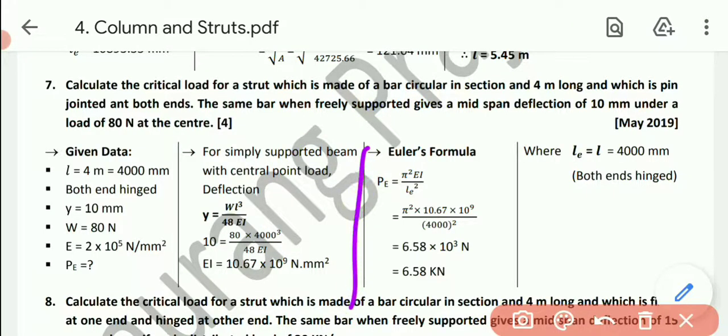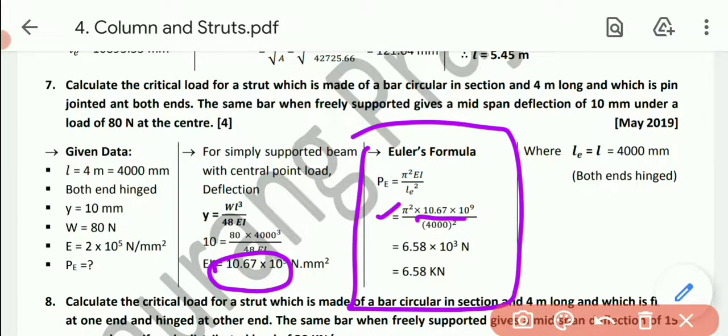Now I can apply Euler's formula. P equals pi square EI upon LE square. Now EI is 10.67 into 10 raised to 9, upon LE square. LE is this one, for hinge support at both ends, so 4000 square. By solving this, I will get the value 6.58 into 10 raised to 3 Newton. Let's convert it into kilonewton, so 6.58 kilonewton.